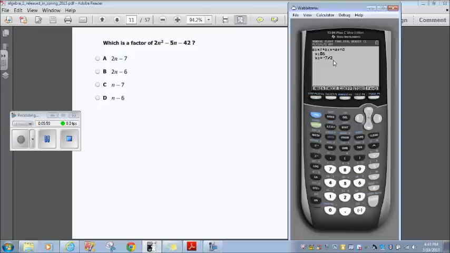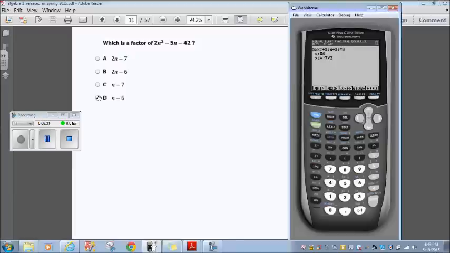Those are the roots. Now, if you remember from algebra class, if this is a 6, then that means an x minus 6 would be the factor. Here, the factor would be 2x plus 7. So we either look for a 2x plus 7 or an x minus 6. Here, x minus 6. There's your answer. So that polynomial root finder can help you answer a lot of these.